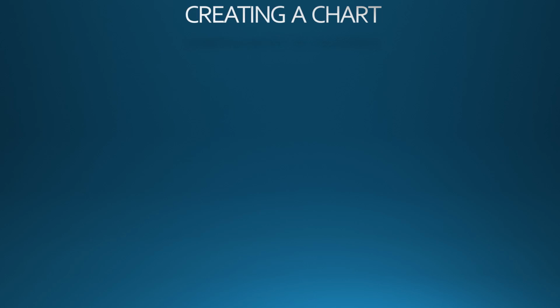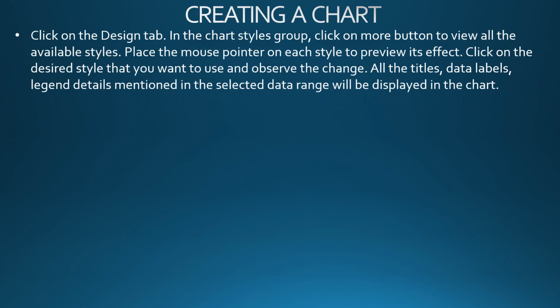So once the data is selected and you are trying to insert the chart, you will click on the Design tab, and in the Chart Style group you will get the More button where you can see whichever styles are available. And then you can place the mouse pointer on each style and check the preview with its effect. Whichever style you like, you can simply click on it and you will see the changes.